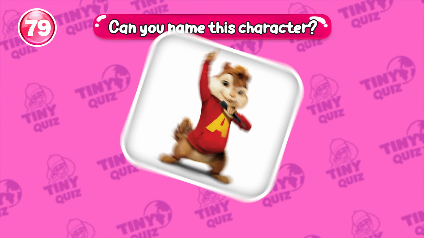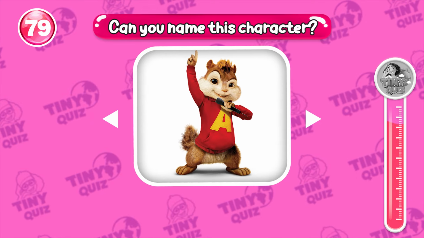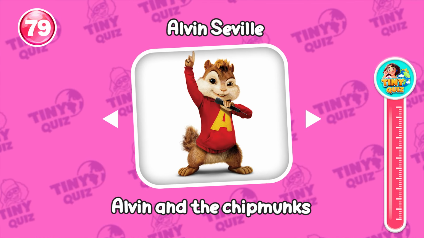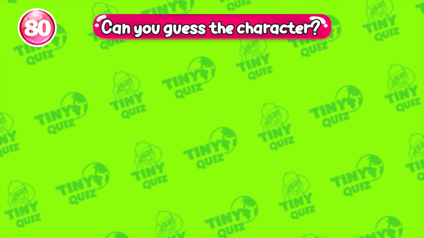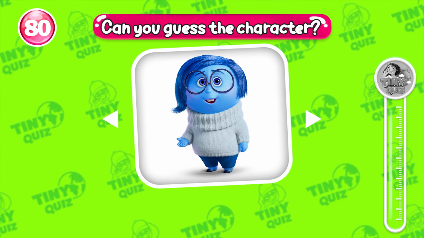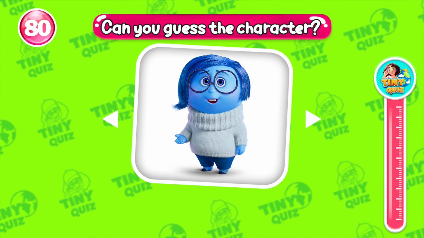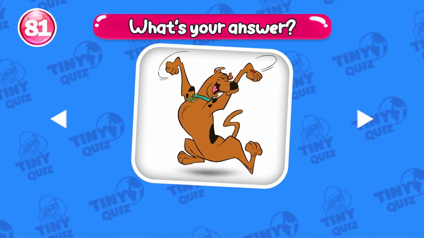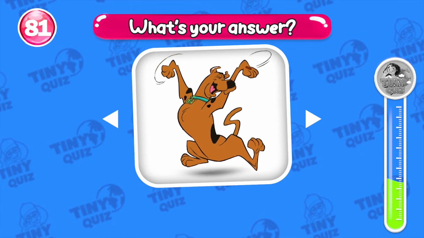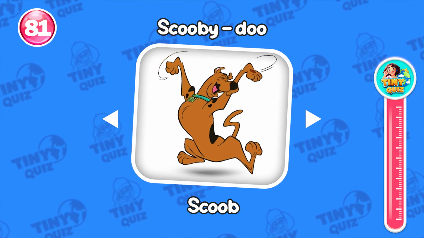Question 79. Can you name this character? Alvin Seville from Alvin and the Chipmunks! Question 80. Can you guess the character? Sadness from Inside Out! Question 81. What's your answer? Scooby-Doo from Scoob!